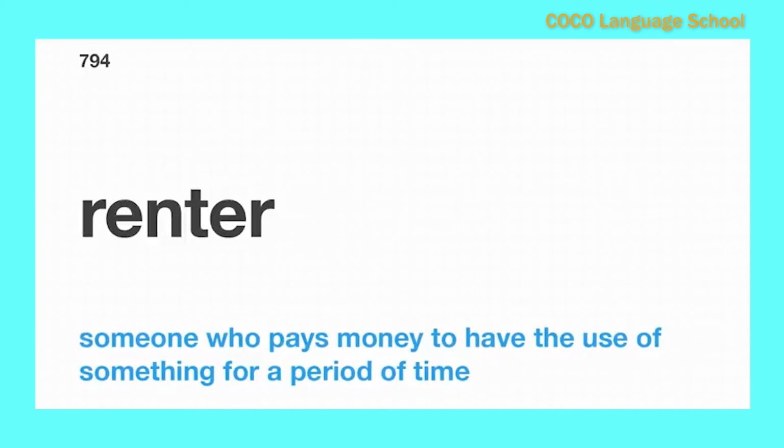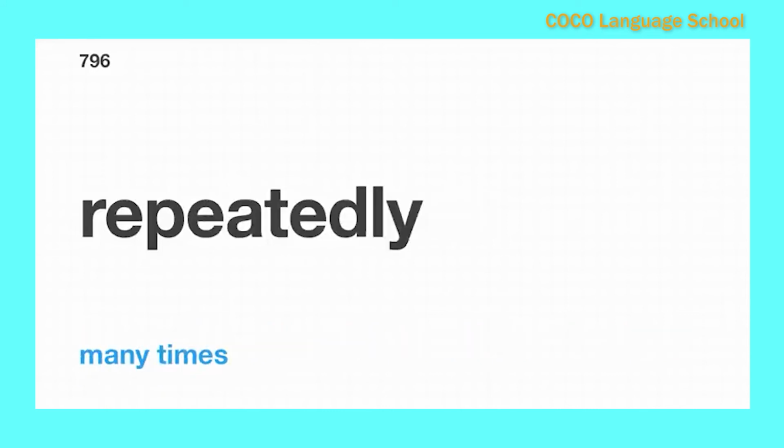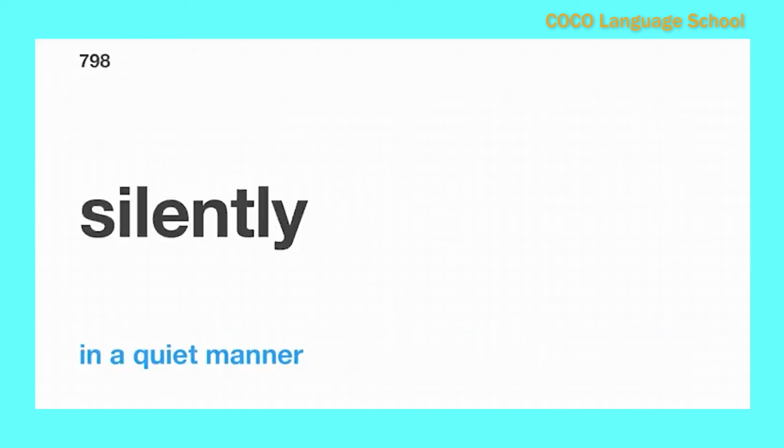Someone who pays money to have the use of something for a period of time. Renter. Person whose job it is to fix things when they are broken. Repair person. Many times. Repeatedly. Room in a building which contains one or more toilets for public use. Restroom. In a quiet manner. Silently.